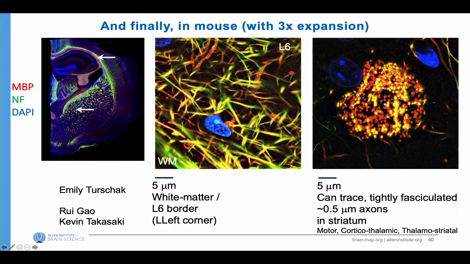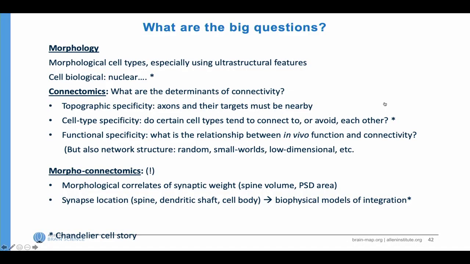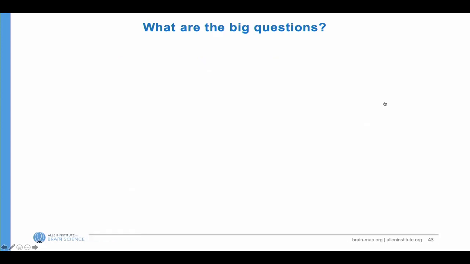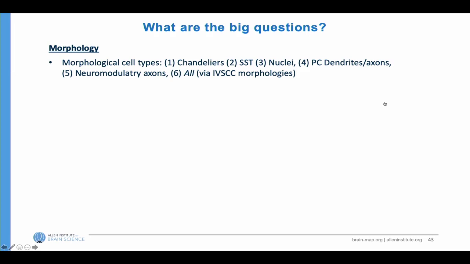So let me conclude with the big questions again. What are the big questions? Morphological cell types, cell biology, topographic specificity, cell type specificity in the center, the most important thing. Functional specificity, didn't talk about it much, but really that is one of the major goals. And then all of these morphological categories, we want to do it, but we're actually doing it. And you've seen it over the past several days. This is my favorite slide. I just finished it. Morphology.